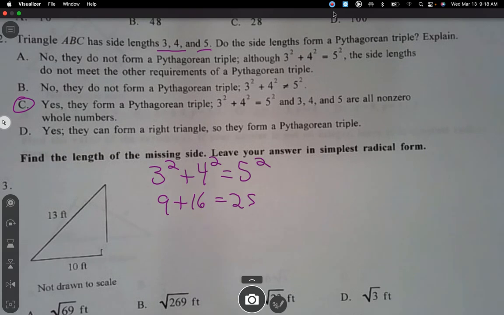So why isn't B it? It says they form a right triangle. Well, I can have decimals that form a right triangle. But a Pythagorean triple, every time, is whole numbers. Okay. That's why it has a special name, a Pythagorean triple.